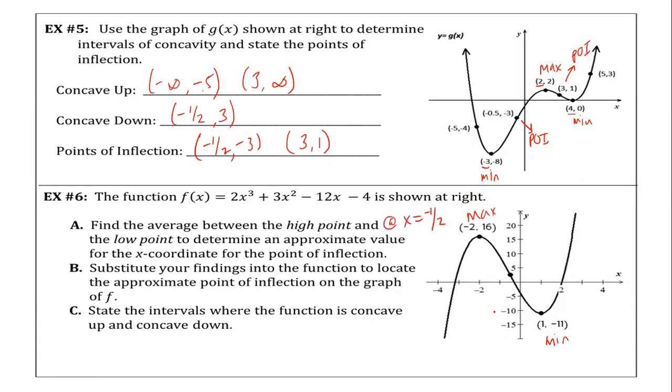Agree? Now we're going to find what value is at -1/2. So we're going to substitute that to find the exact value of the POI. By substituting, we're taking our -1/2 and substituting it into our equation. So we have 2 times (-1/2) to the third, plus 3 times (-1/2) squared, minus 12 times (-1/2).